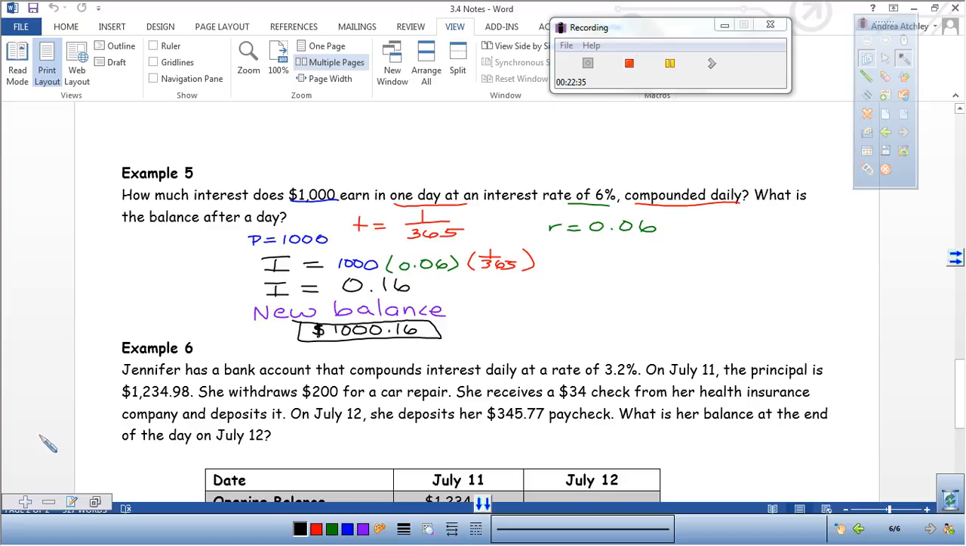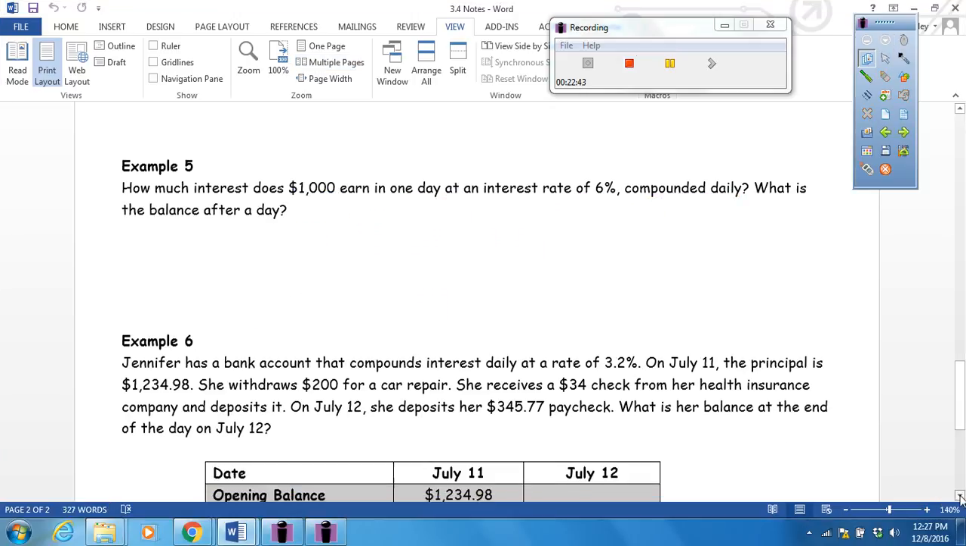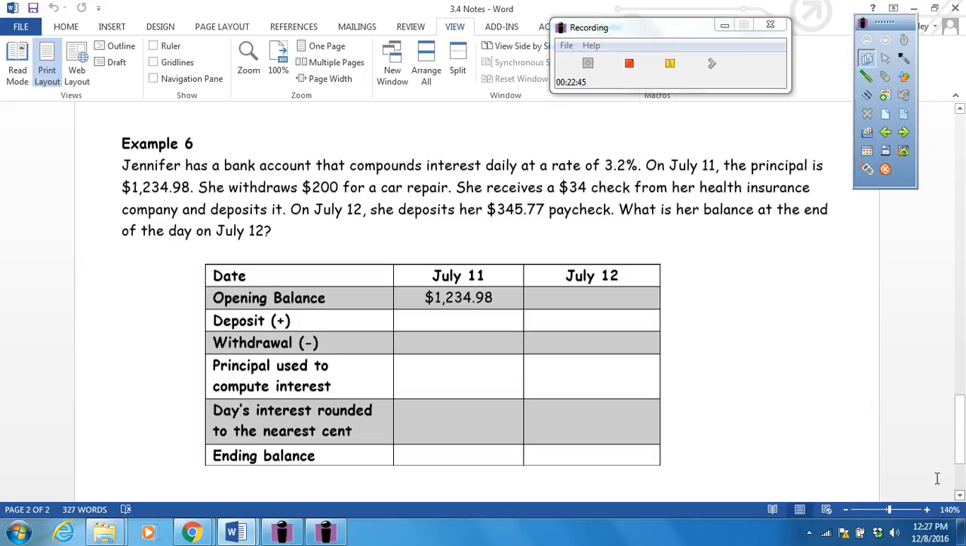Any questions over that? Okay, next one. Jennifer has a bank account that compounds interest daily at a rate of 3.2%. On July 11th, the principal is this amount. She withdraws $200 for a car repair. She receives a $34 check from her health insurance company and deposits it. On July 12th, she deposits her $345.77 paycheck. What is her new balance at the end of the day on July 12th?